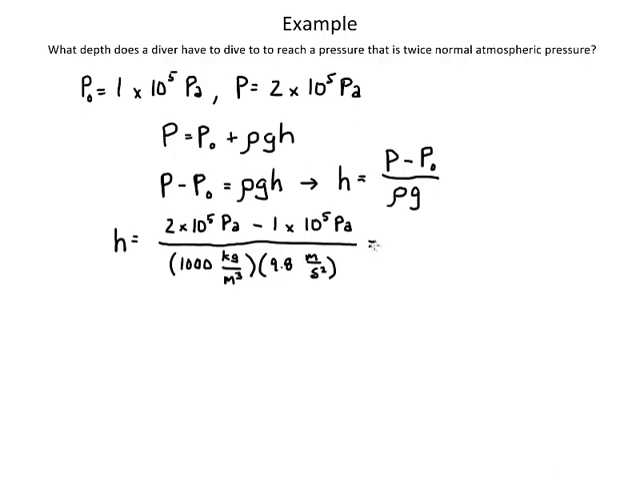If you do that out on your calculator, we come out with a value of about 10.2 meters. It's about 30 feet. So if you were to dive down in water to 10.2 meters, you'd be at a pressure that is twice normal atmospheric pressure.